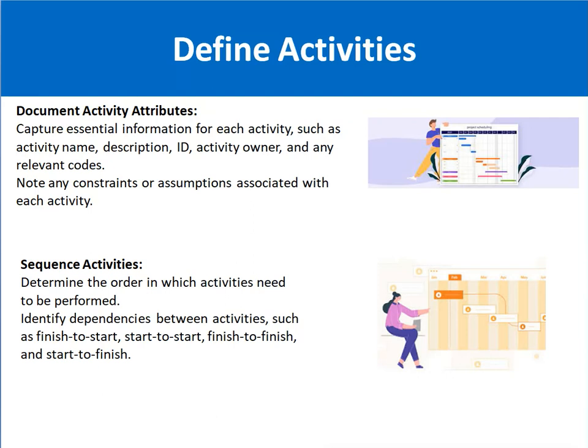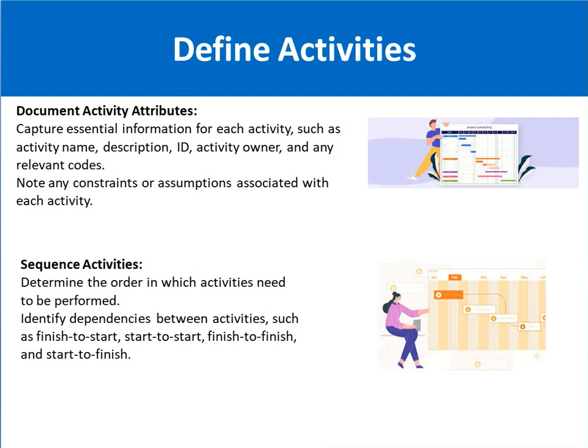Then document the activity attributes, which means capturing the essential information for each activity, such as activity name, description, ID, activity owner, and any relevant notes. Note any constraints or assumptions associated with each activity.